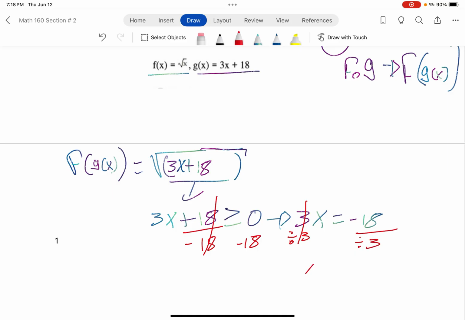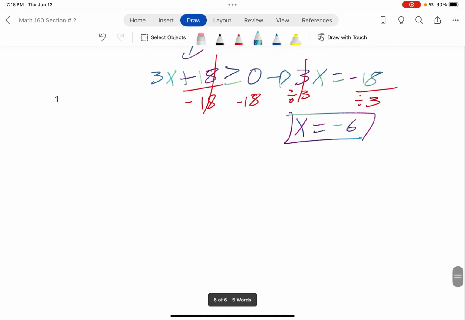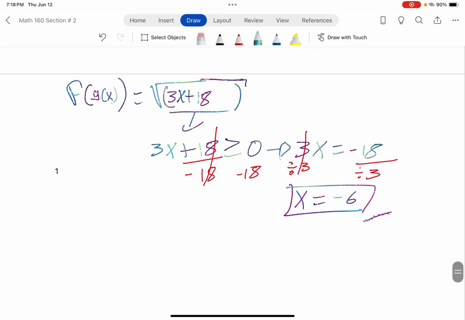Negative 18 divided by 3. This is equal to what? X alone now, because there is a 1 in front of the x, so you don't have to mark it. X alone is equal to minus 18 divided by 3. This is minus 6. When you divide a negative by a positive, you get a negative 6. So that's why it's negative 6. So the answer for this is minus 6.